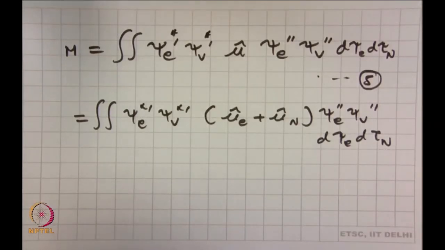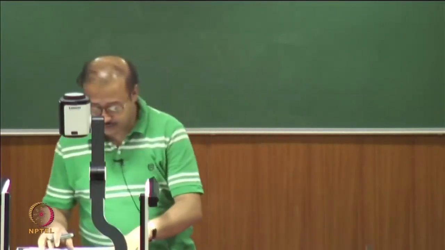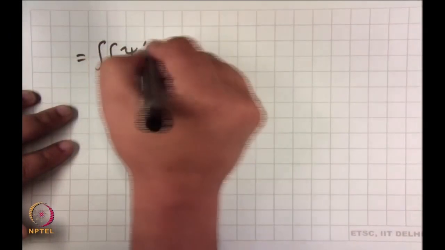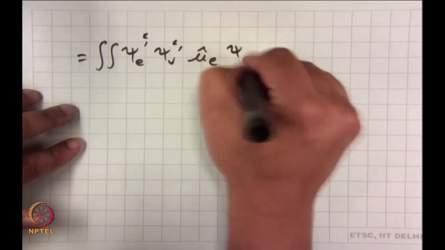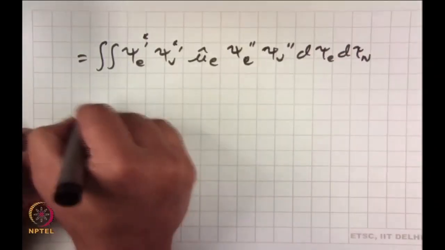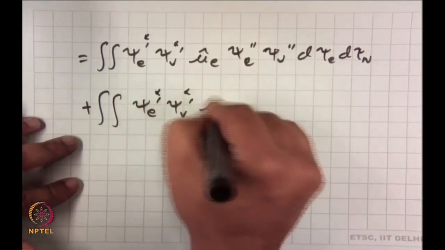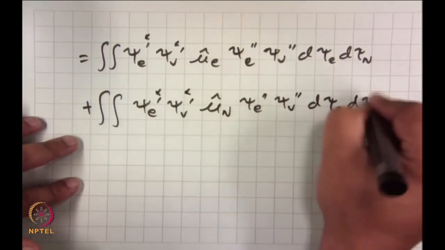So hence you will be solving essentially two integrals. One would be having only the mu electronic as the operator, the other one would be having the mu nuclear as the operator. Let us do that quick. So this can be split into two. So I can write psi electronic star psi v prime star, then I can write mu e psi e double prime psi v double prime d tau e d tau n plus, now I will bring in the mu nuclear, psi v prime star mu nuclear psi e psi v double prime d tau e d tau n.